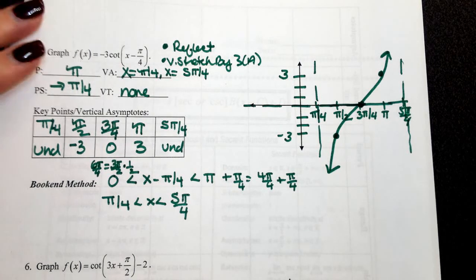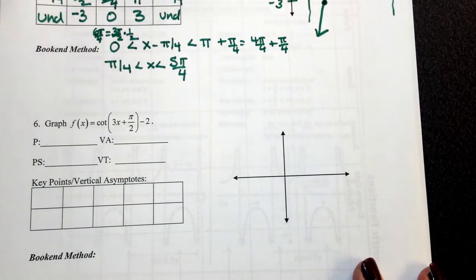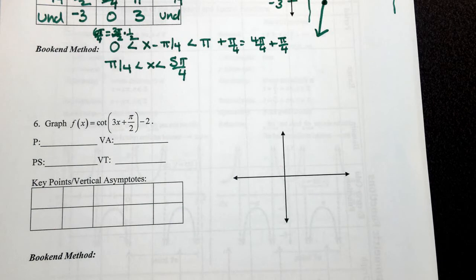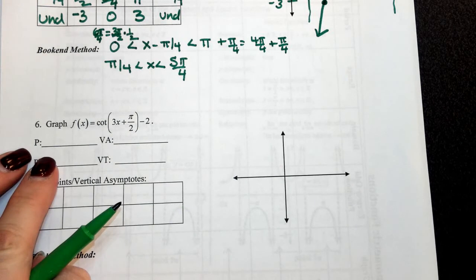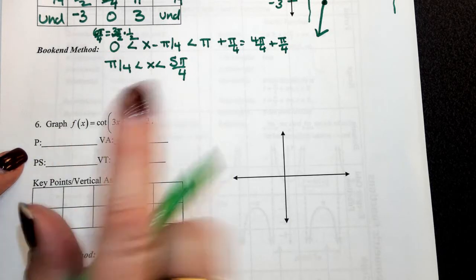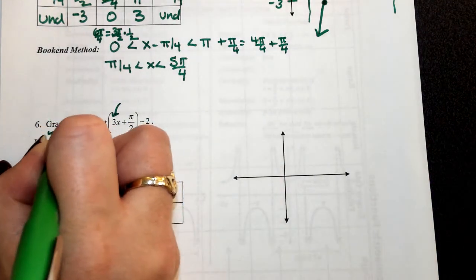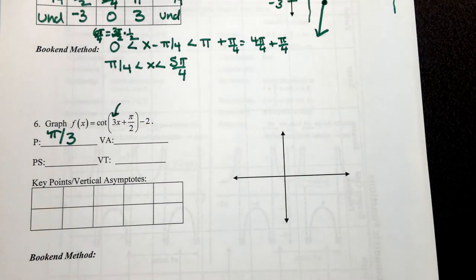Let's look at number 6. So number 6 has a period and a phase shift in the same one. What's the period in number 6 going to be? What's the B value in number 6? The B value is 3. So the period's going to be pi divided by that B value, so pi over 3.